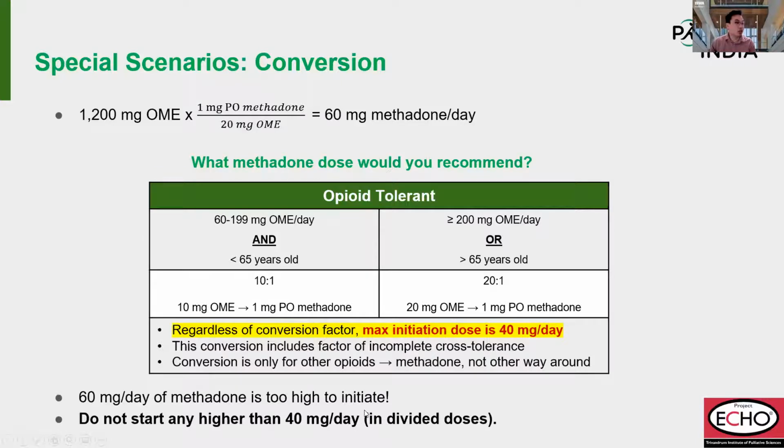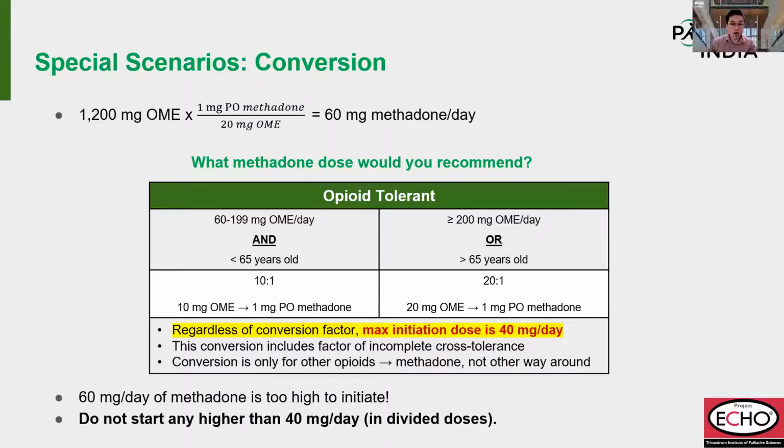That should be a good starting point, and then we can start titrating once we have sufficient steady state time. So in that case, don't you think there'll be inappropriate pain management of the patient if we start only on 40, but the requirement is 60?